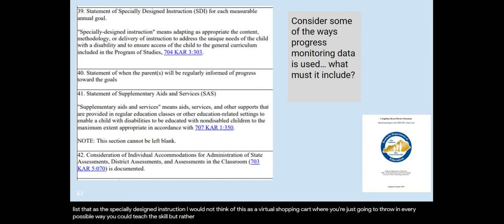The same with supplementary aids and services. They need to be tied to the goals and how you're helping increase access to the content. Again, the rope needs to be solid and not broken. The links in your chain need to be connected. So if a student qualifies in the area of reading fluency, and then you have a calculator under supplementary aids and services, the chain's not connected. It doesn't make sense. So you need to make sure that what you have there makes sense.